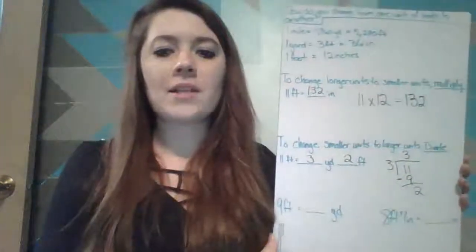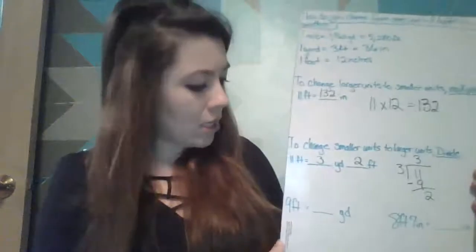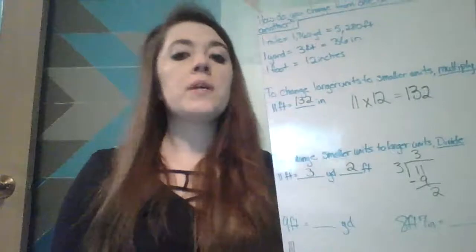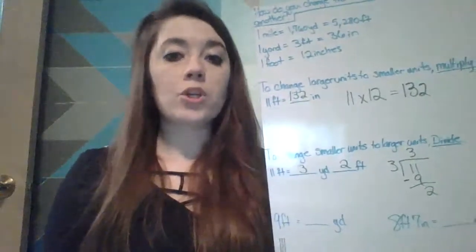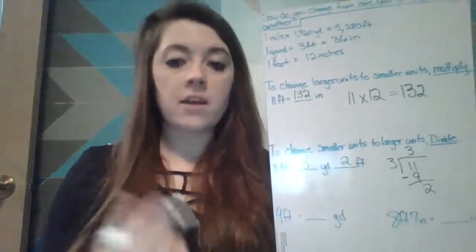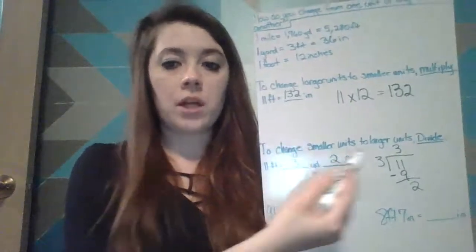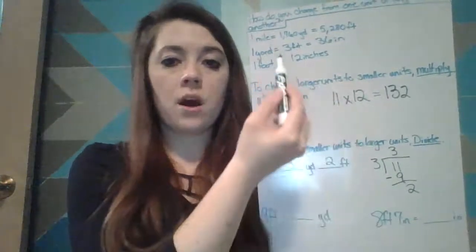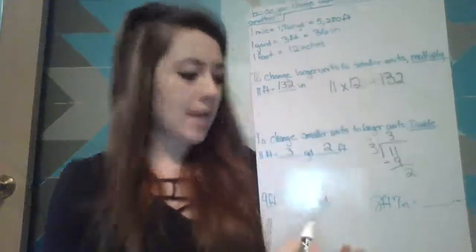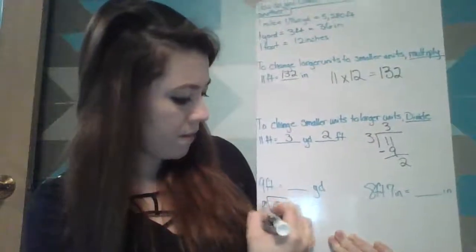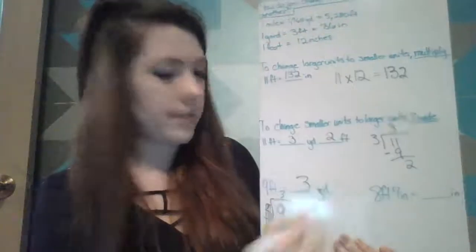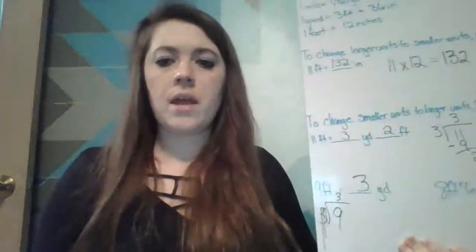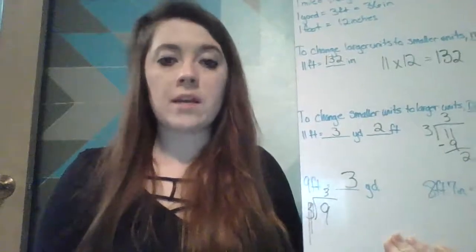Okay, so our next one, we have 9 feet equals blank yards. First and foremost, are we going from a larger unit to a smaller unit, or a smaller unit to a larger unit? Feet are smaller than yards, so smaller unit to larger, we divide. In 1 yard, there's 3 feet. So we're going to take 9 and divide it by 3, which gives us a perfect 3. So 9 feet is the same thing as 3 yards.